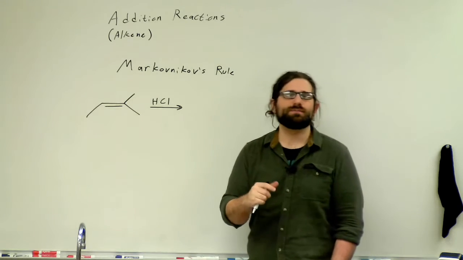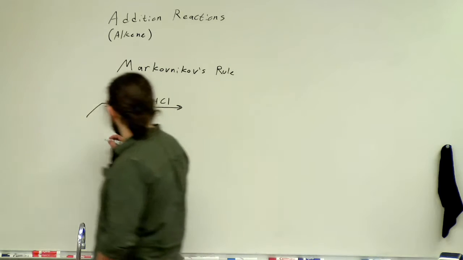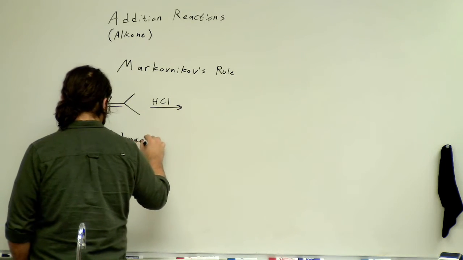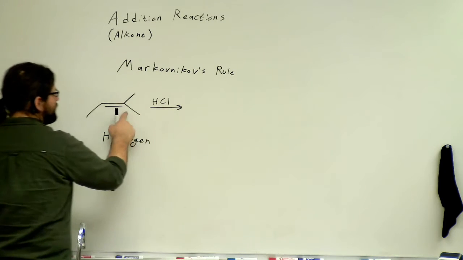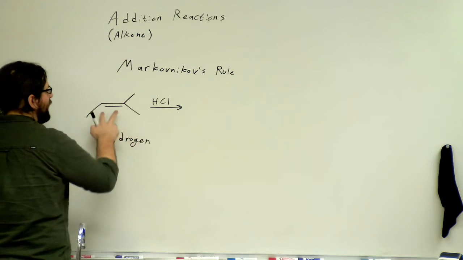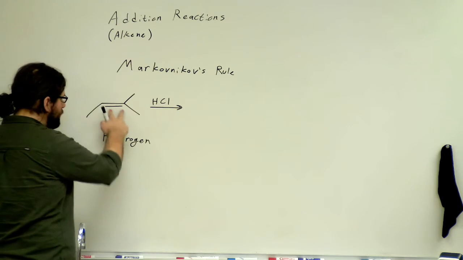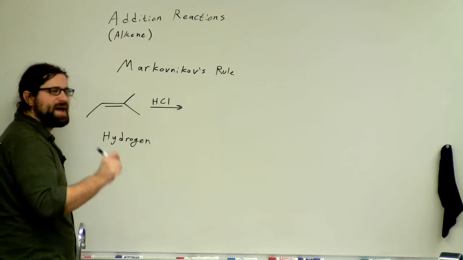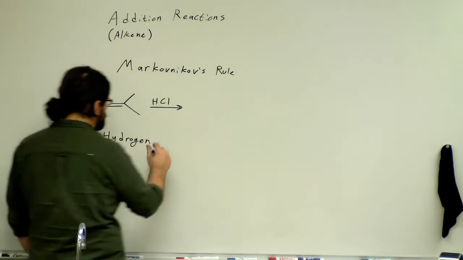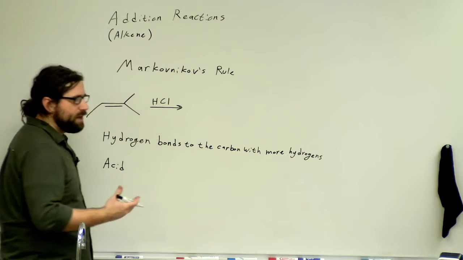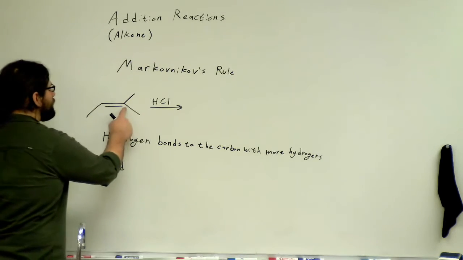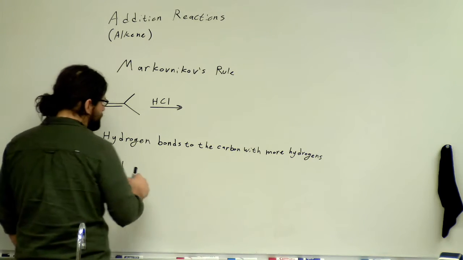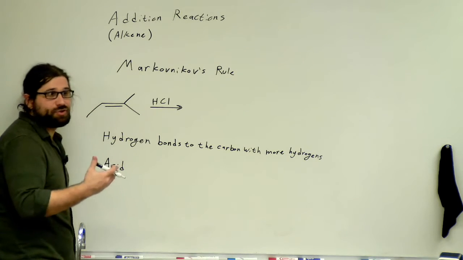And that rule is basically a rule of thumb that the hydrogen, so this hydrogen and this chlorine, are going to be attacking or being attached across this double bond. So the hydrogen is going to bond to whichever carbon has more hydrogens. Likewise, the acid is going to bond to the carbon that has more alkyl substituents. So we can say the acid is going to bond to the carbon that is attached to more carbons.